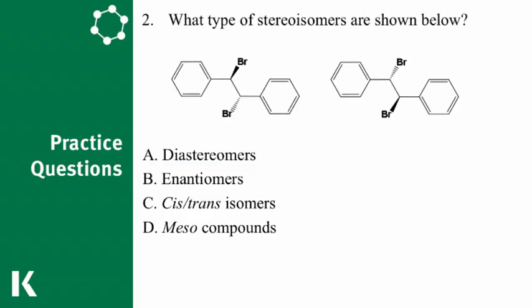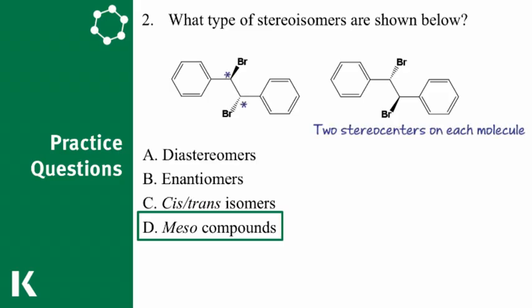This time, you're given two compounds and are just being asked to identify the type of stereoisomer pair present. The answer should be D. As we said before, stereoisomers are defined largely by their stereocenters, and so that's a good place to start. Each molecule contains two stereocenters in this case.